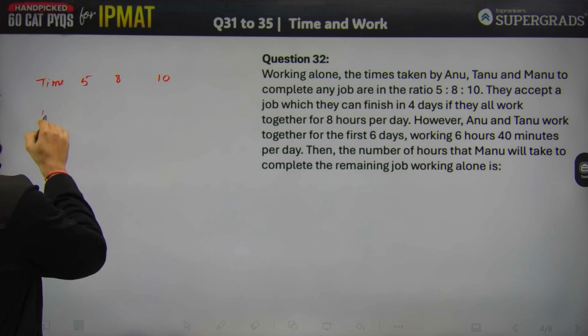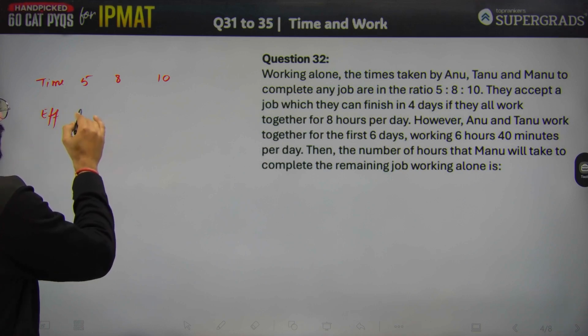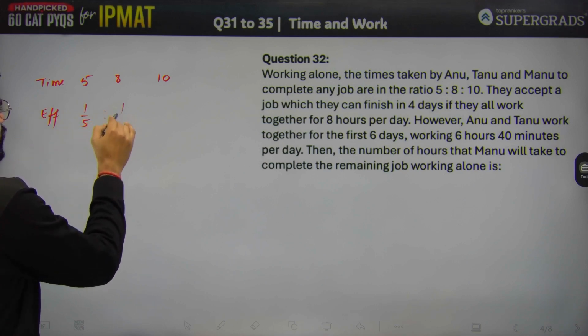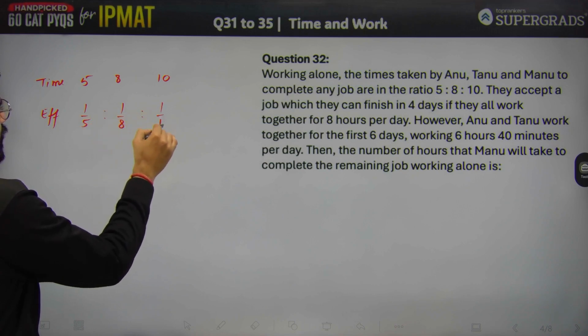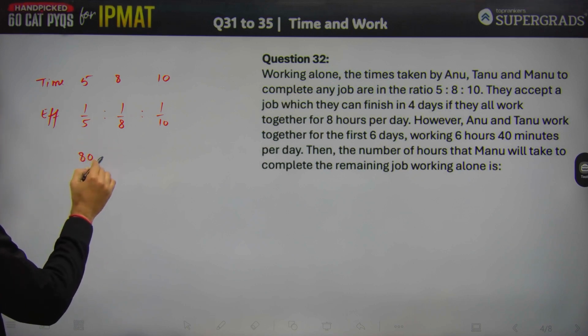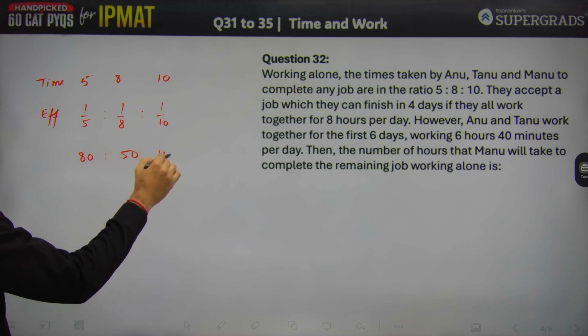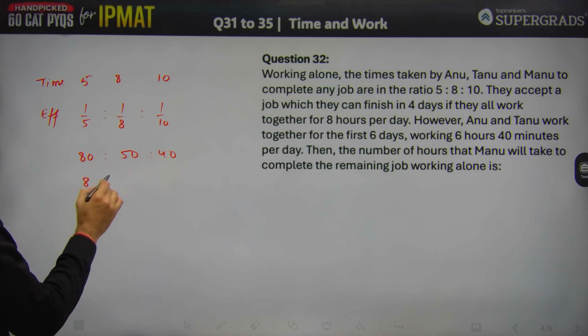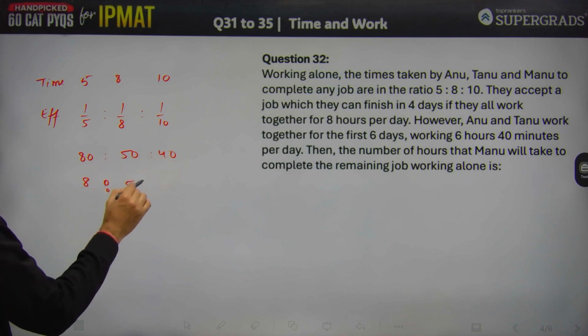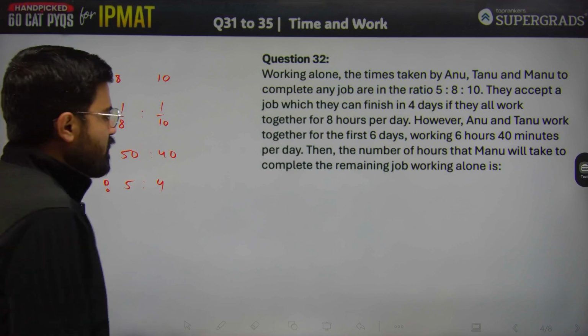If I want to calculate the ratio of their efficiency, it will be 1/5 is to 1/8 is to 1/10, which comes out to be 80, 50, 40 over a common denominator. Or I can say the ratio of their efficiency is 8 is to 5 is to 4. You can check: 8 into 5 is 40, 8 into 5 is 40, 10 into 4 is 40. So this is the ratio of their efficiency.